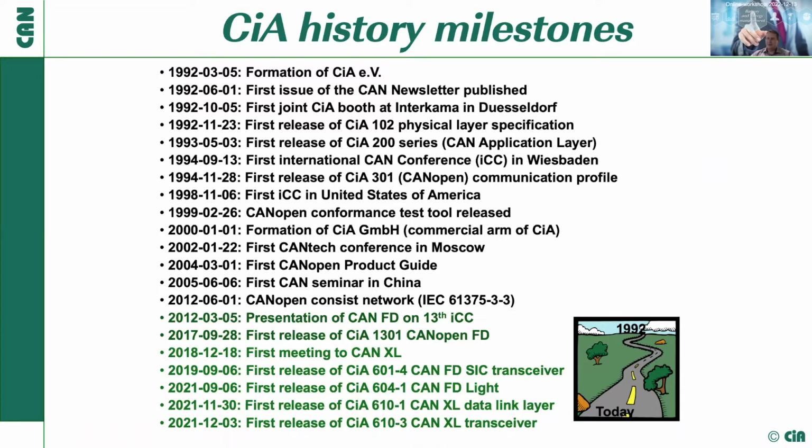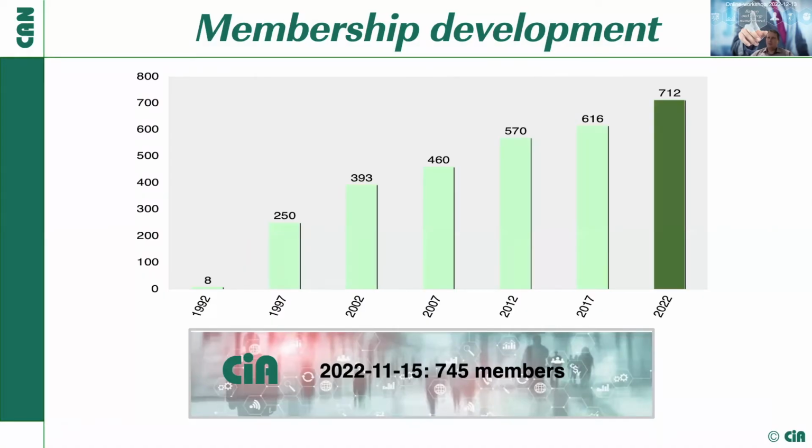We see here we have a first specification with regard to CAN XL data link layer and transceivers, and this content has been submitted already to ISO for international standardization. So you see, CAN is still a vivid technology where we have ongoing developments. Also that we are talking about a live technology.